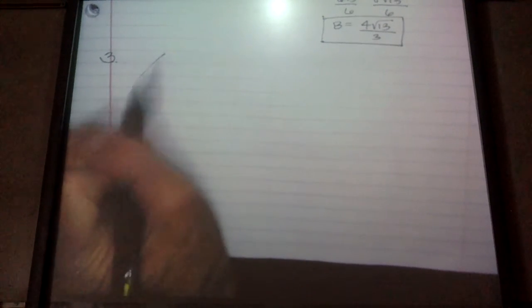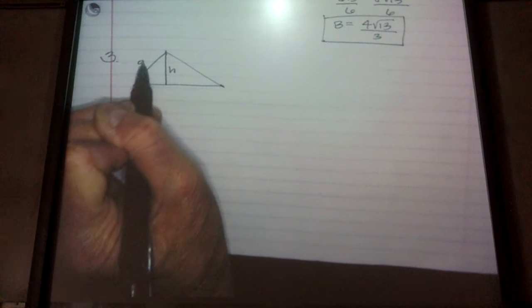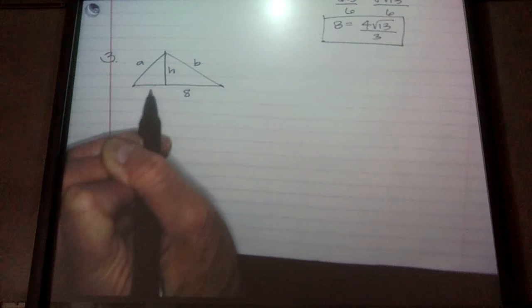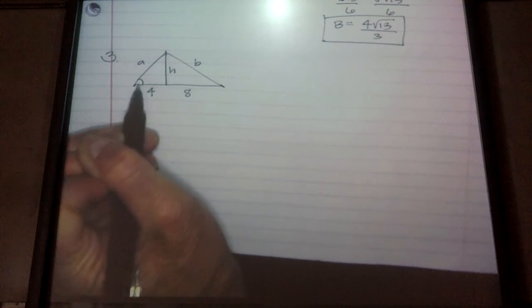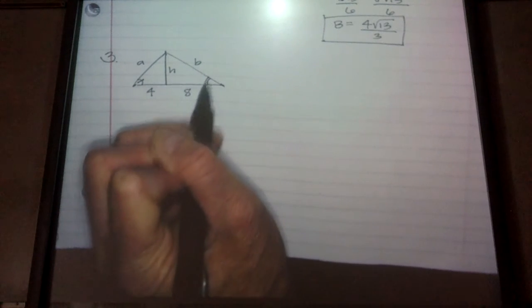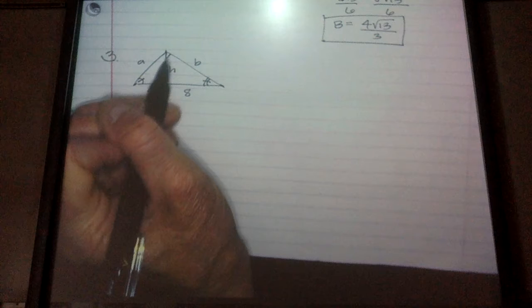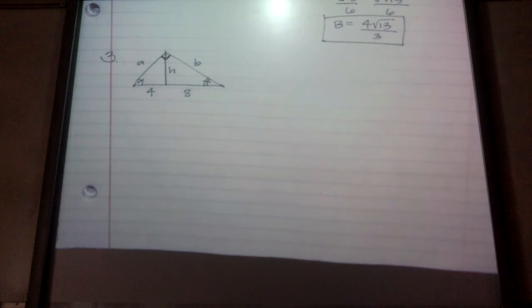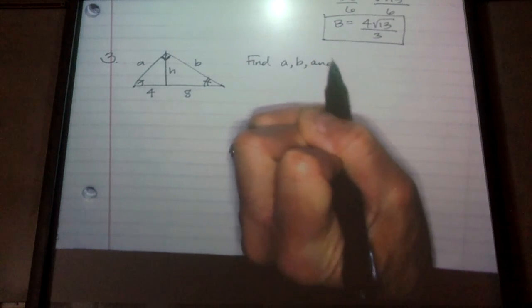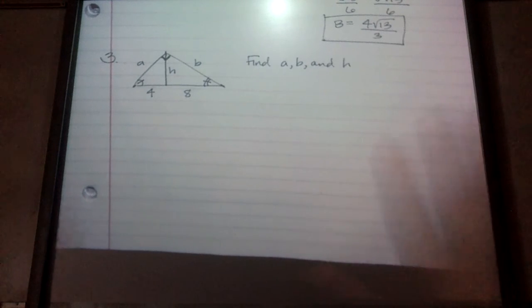Example number 3. Give me 2 triangles side by side. Here's my height. Here's A. Here's B. This is 8. This is 4. And I know that this triangle, they share that angle, and they share this angle. And I'm going to tell you that this is 90 degrees. Okay, and they would like us to find A, B, and H. So I'm going to start with A.